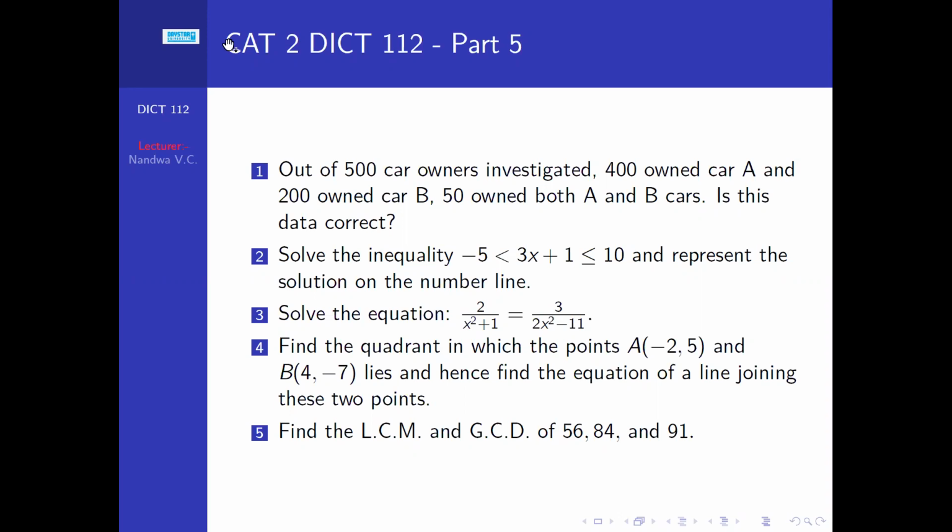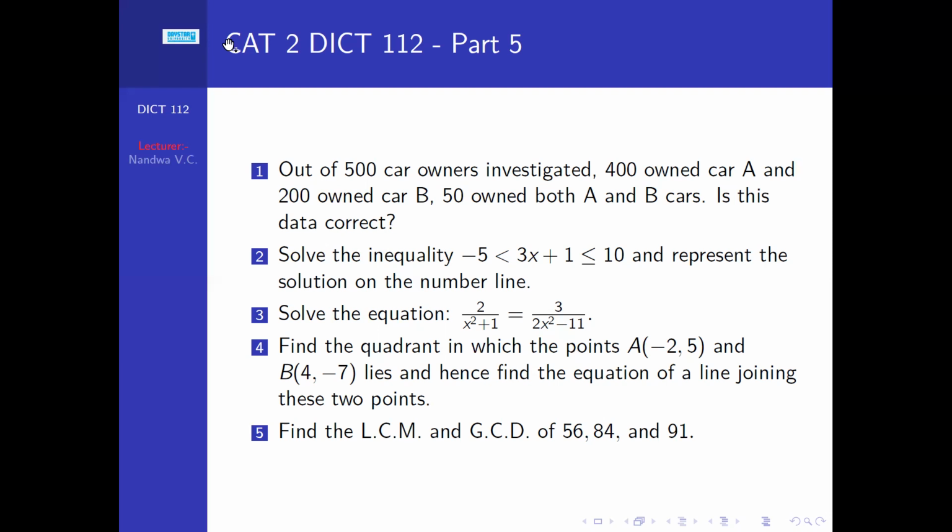And next is to solve the inequality. Next is to solve the equation. Next is to find the equation of a line and specify the quadrants in which the points lie. And lastly, find the LCM and GCD of the three numbers 56, 84, 91.